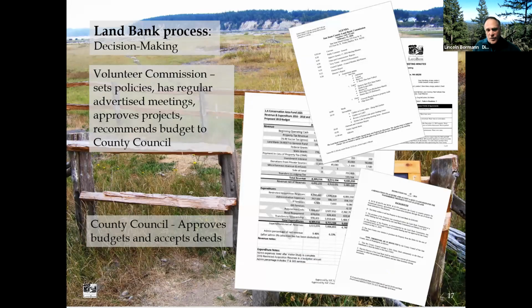Decision making: you've seen a few of the commissioners who are here tonight. It all really starts with them. They are selected by the county council. They serve as volunteers. They set policies and have regular meetings. They're looking at these projects and ultimately recommending that they are added to a budget. And the county council approves those budgets. And as a last step, the council accepts deeds when we get to closing.